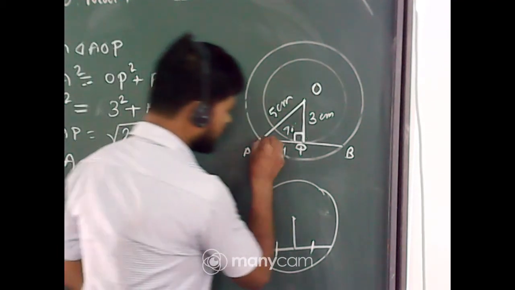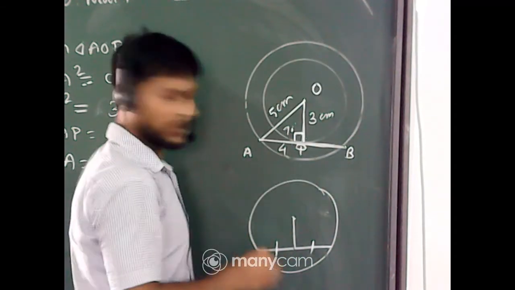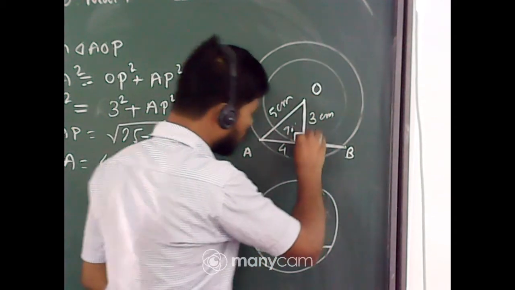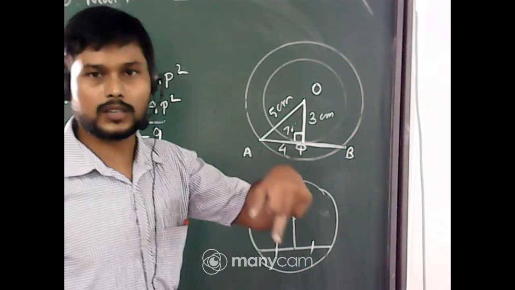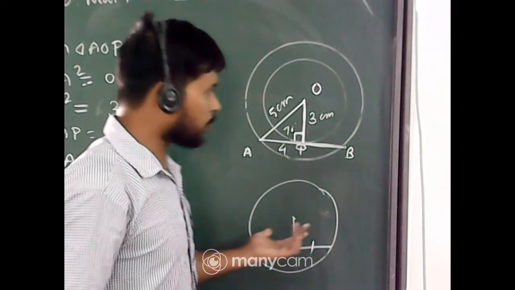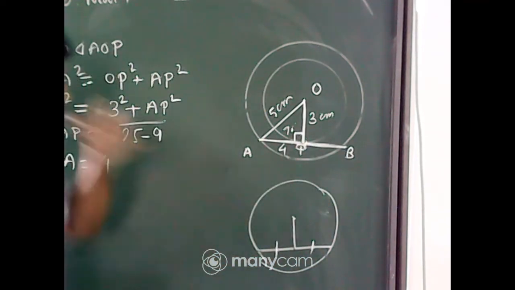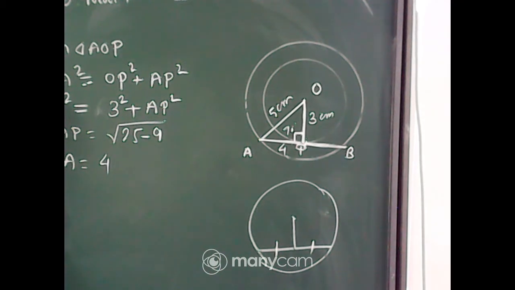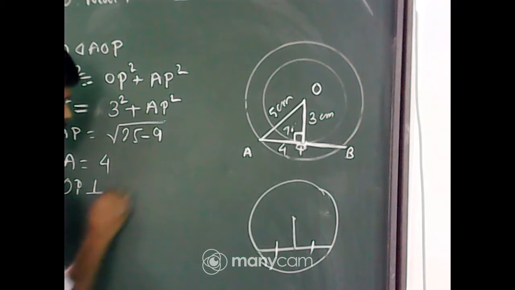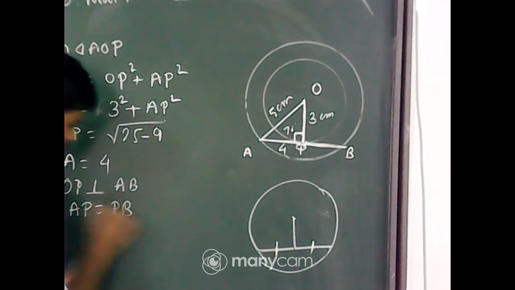Look, what is AB? AB is a chord of the circle. And what is OA? OA is the perpendicular drawn from the center to the chord. So from the theorem we can say that the length of AP and the length of PB are equal. Now write: OP is perpendicular to AB, therefore AP will be equal to PB.